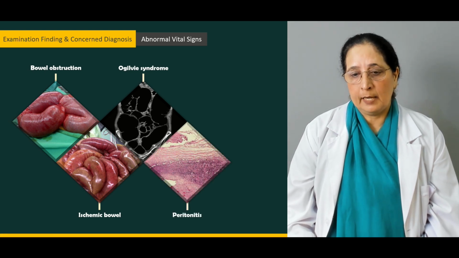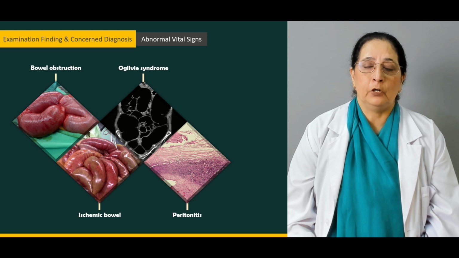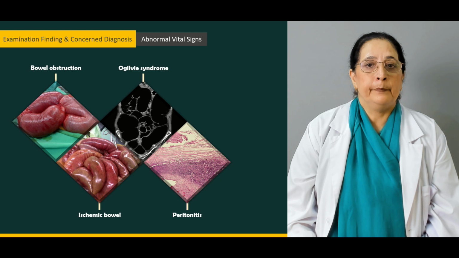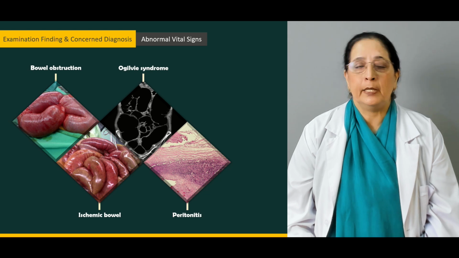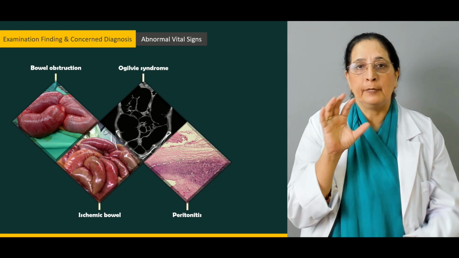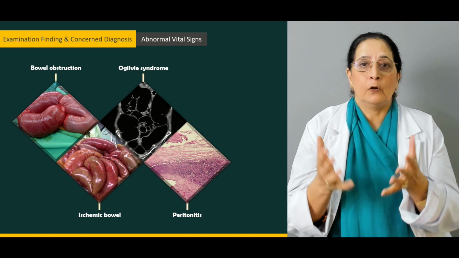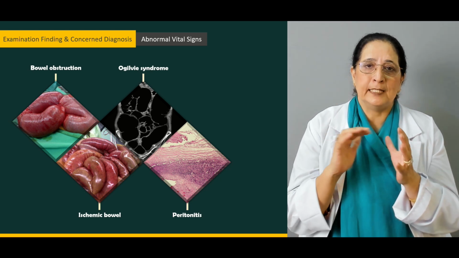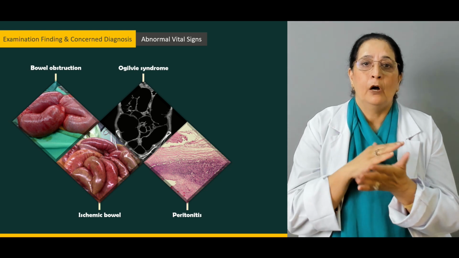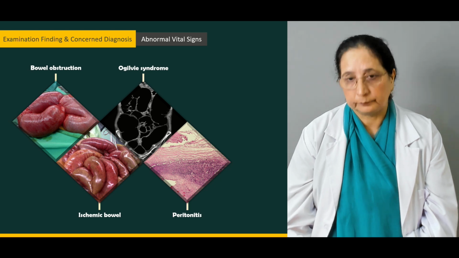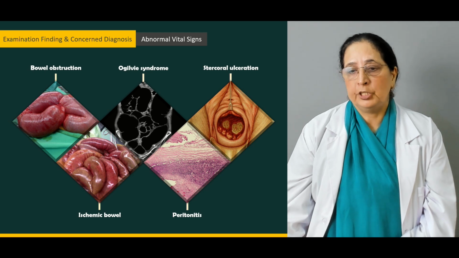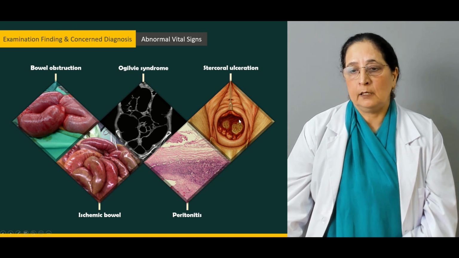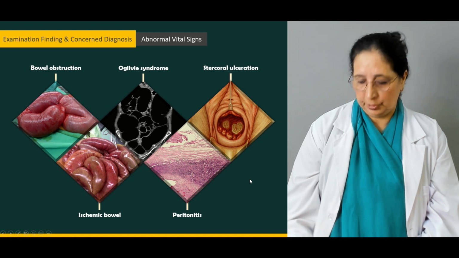Then we have peritonitis, inflammation of the peritoneum. In bowel perforation, we usually get peritonitis when the infection reaches the peritoneum covering the abdominal organs, causing peritonitis, and there is very bad tenderness, guarding, and rigidity on abdominal palpation. Another is stercoral ulceration. You can see ulcers form in the lining. So these are stercoral ulcerations.